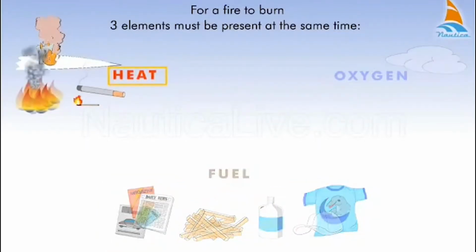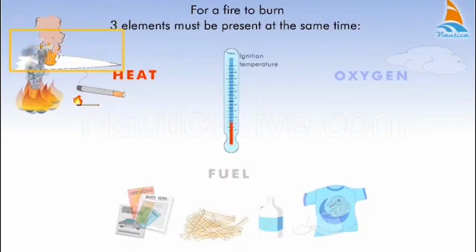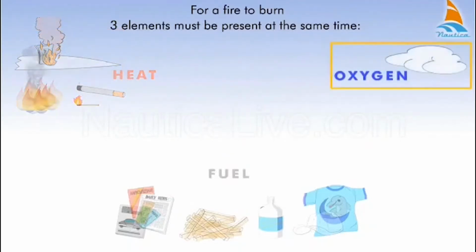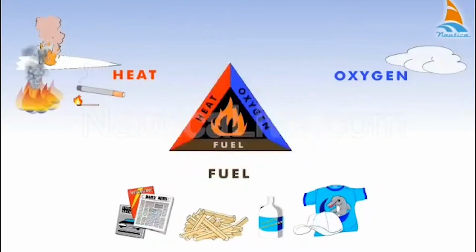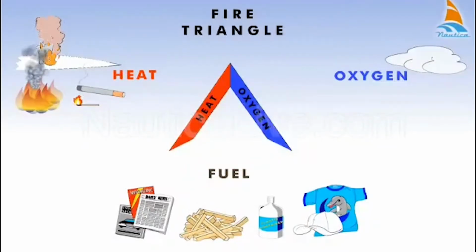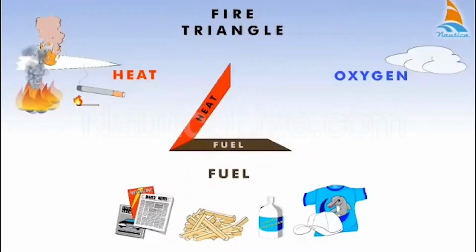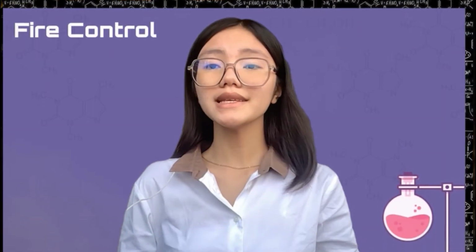Heat, for example, from open flames, sparks, or hot surfaces, is needed to raise the fuel to its ignition temperature, and oxygen is necessary to sustain combustion. Usually, these 3 elements are expressed symbolically as a triangle, called the fire triangle. By removing any of these elements, that is the fuel, the heat, or the oxygen element, the fire will be extinguished. What is fire control and how do we control fire?